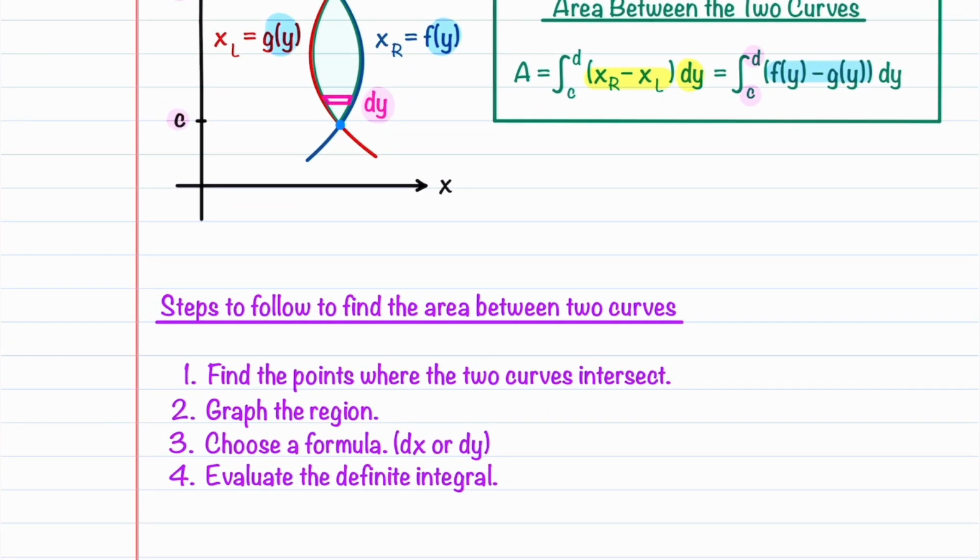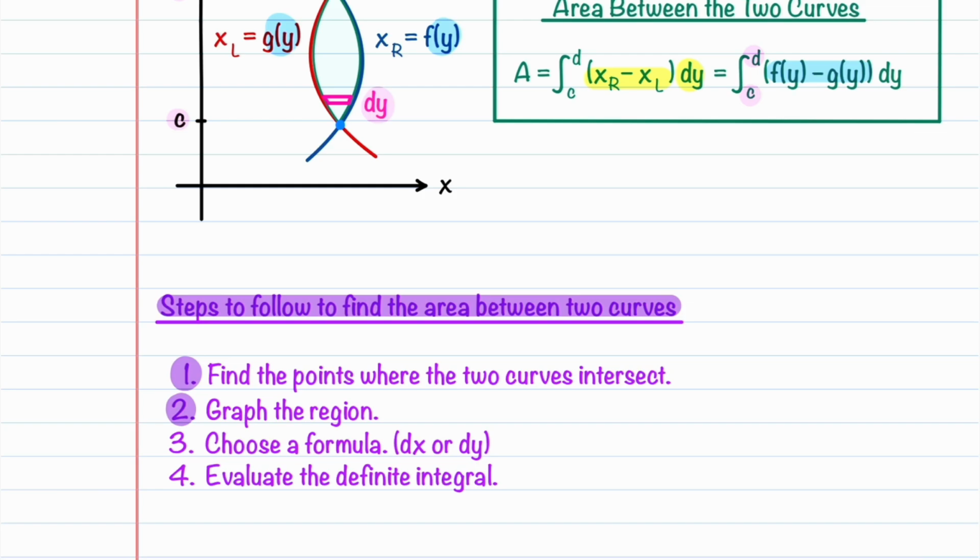To make things easier, I've written down 4 steps that we can follow to find the area between two curves. The first thing that you want to do is to find the points where the two curves intersect. To do this, all you're going to do is take the two curves, set them equal to each other, and solve for x. The second step is to graph the region.